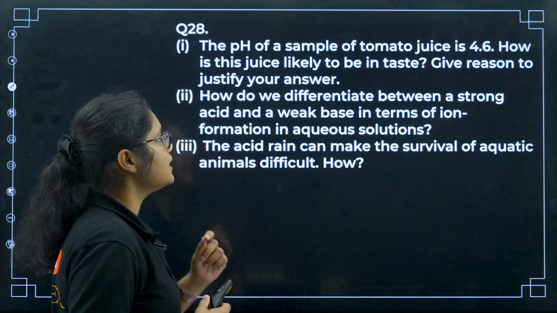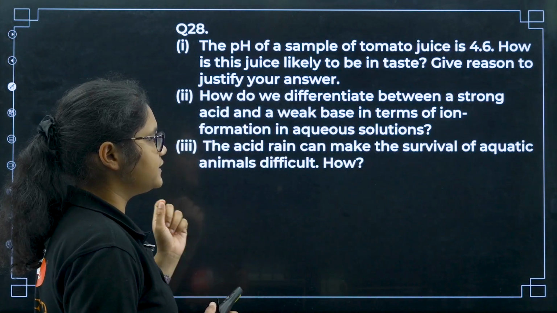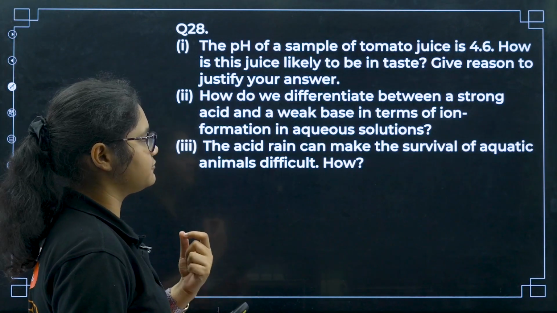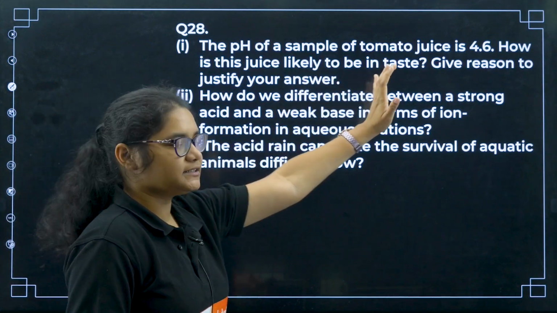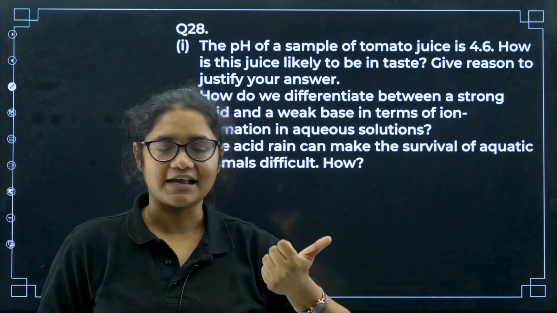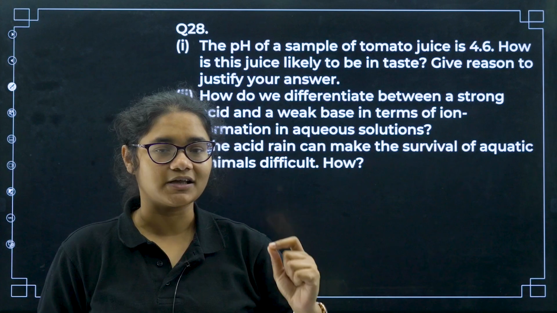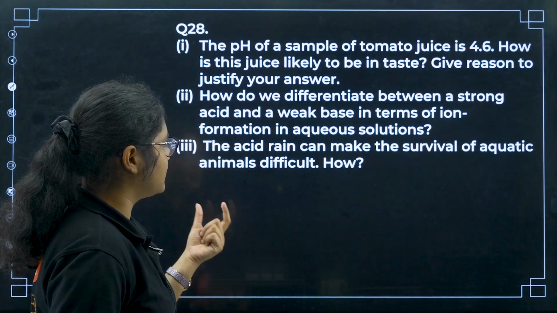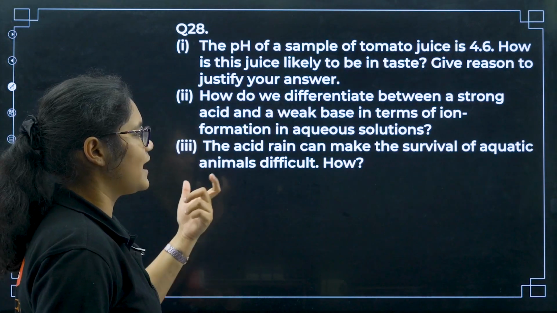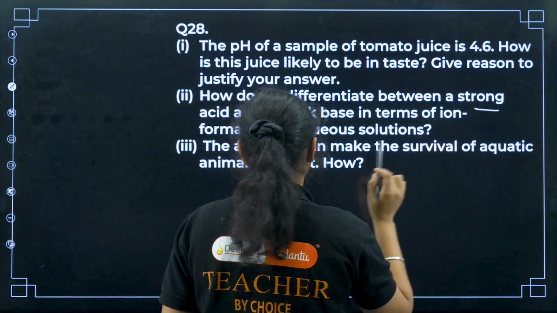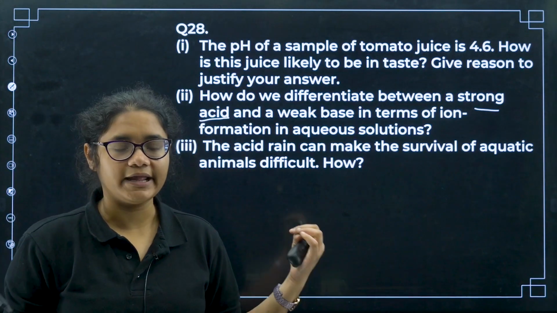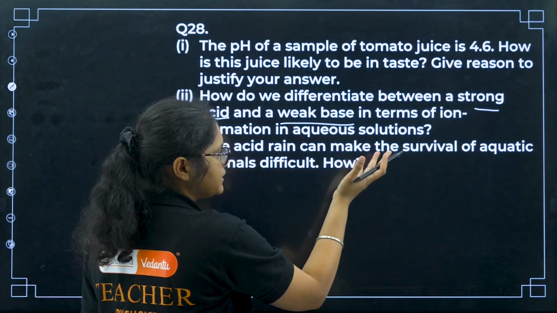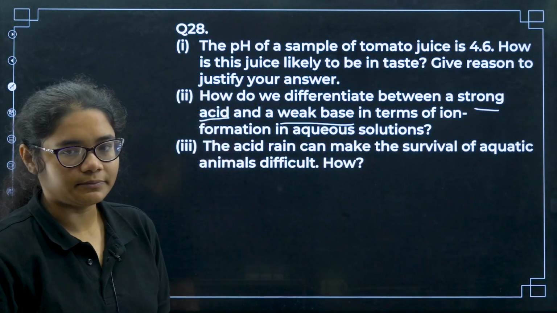Another 3-marker question here. The pH of a sample of tomato juice is 4.6. How is this juice likely to be in taste? Give reason to justify your answer. So now you see, its pH is 4.6, that means below 7, that means it is acidic in nature, and we know that acidic substances have a sour taste, right? Next, how do we differentiate between a strong acid and a weak base in terms of ion formation in aqueous solution? So a strong acid will dissociate completely and will give you more number of ions. A weak base will dissociate weakly, partial dissociation, and less number of ions will be formed.